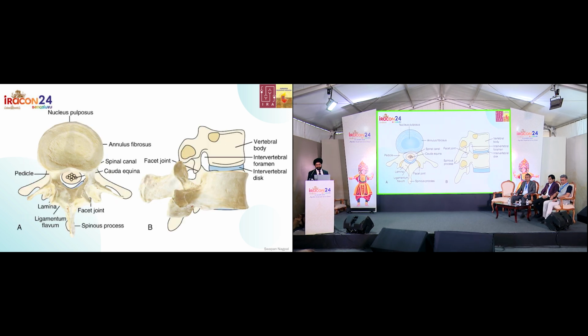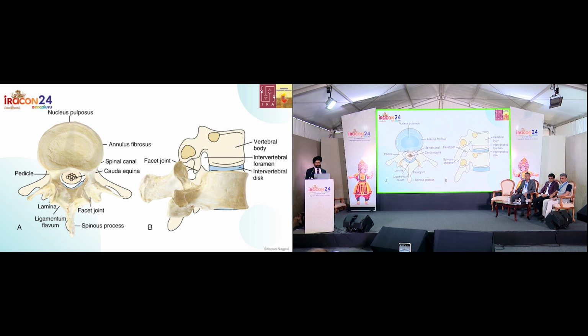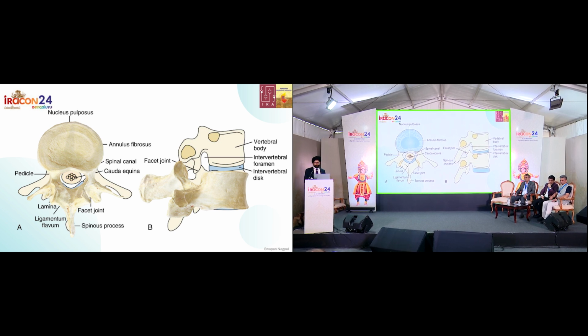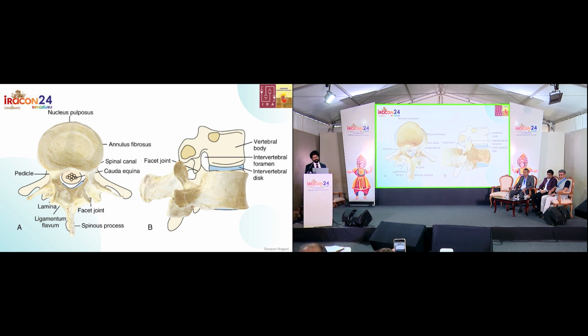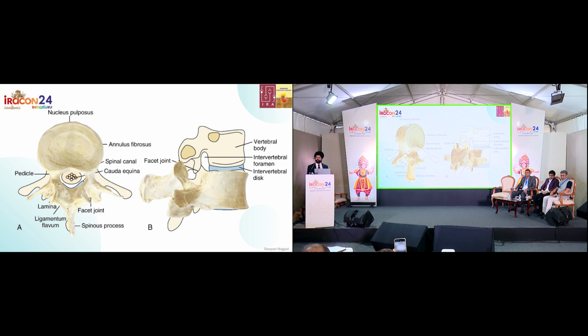Now this is the anatomy. I'm not going into details of the anatomy. We know that there is a vertebral body, the intervertebral foramen, the intervertebral disc. The discs have annulus fibrosus and a nucleus pulposus. We all know this anatomy, and I'm not going to go into the detail.